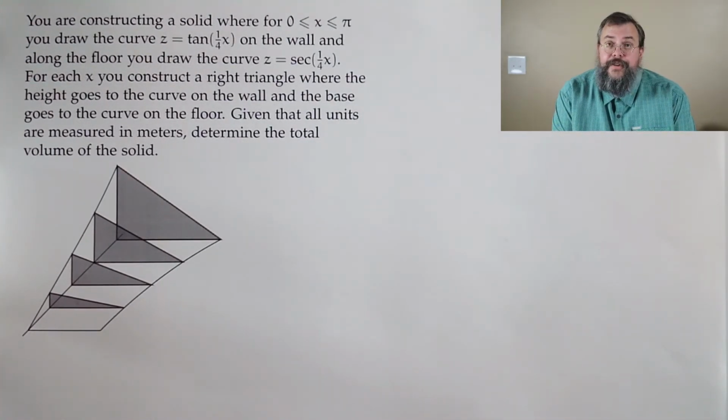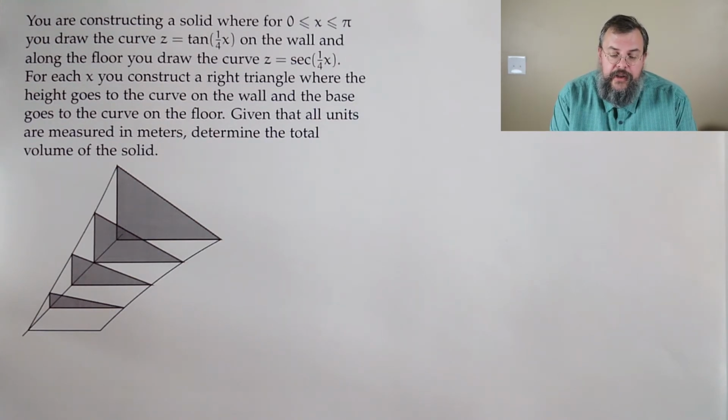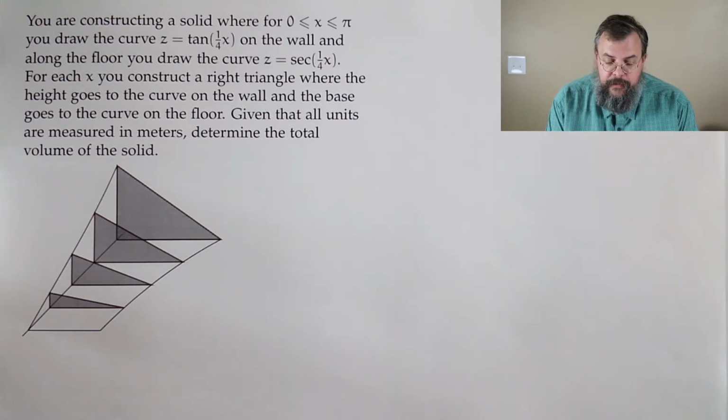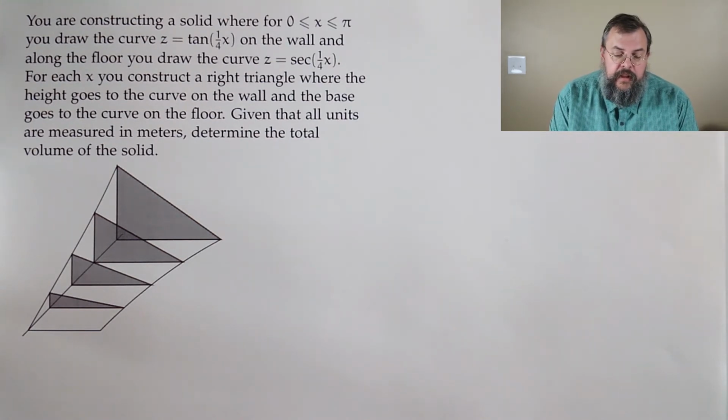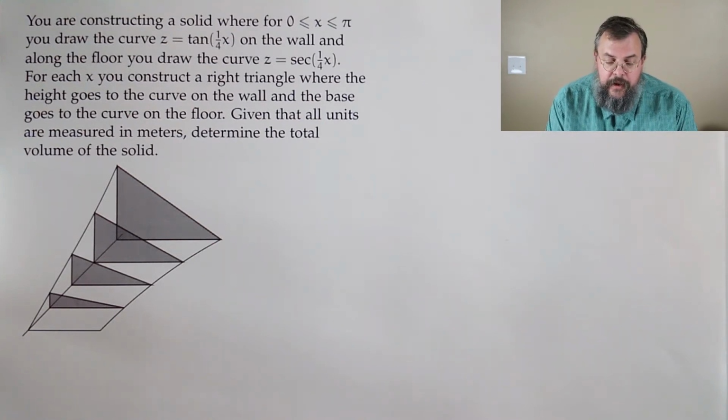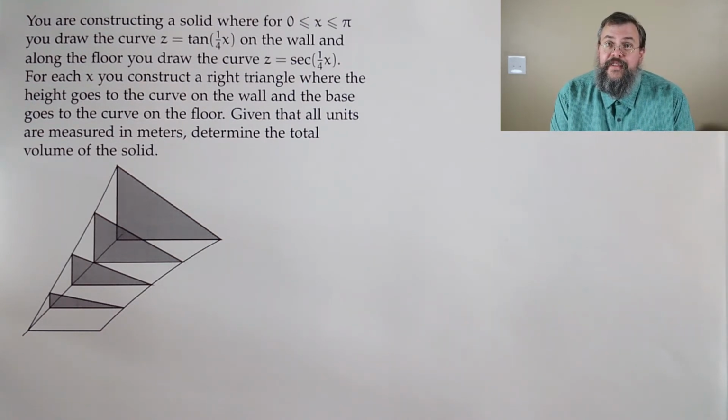So, you're constructing a solid where x goes between 0 and pi, and you draw the curve z equals tangent 1/4 x on the wall. And along the floor, you draw the curve z equals secant 1/4 x. Now, for each x, you construct a right triangle, where the height goes to the curve on the wall, and the base goes to the curve on the floor. Given that all units are measured in meters, determine the total volume of the solid.